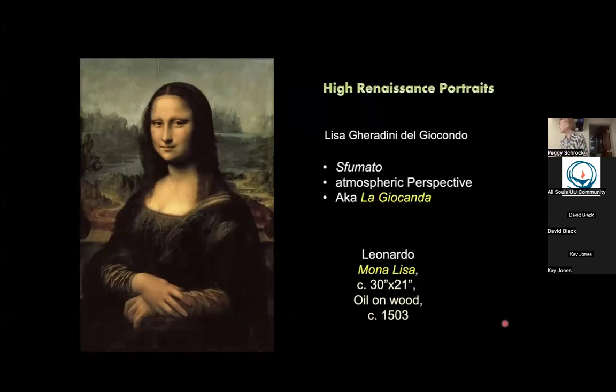Just one thing, maybe you covered it and I didn't get it, but Giocondo is spelled one way and then another way at the top. La Gioconda is the feminine version. Her name, that's her husband's name. So she is Mrs. Giocondo, but she was referred to as La Gioconda, the female. Thank you. Good point.